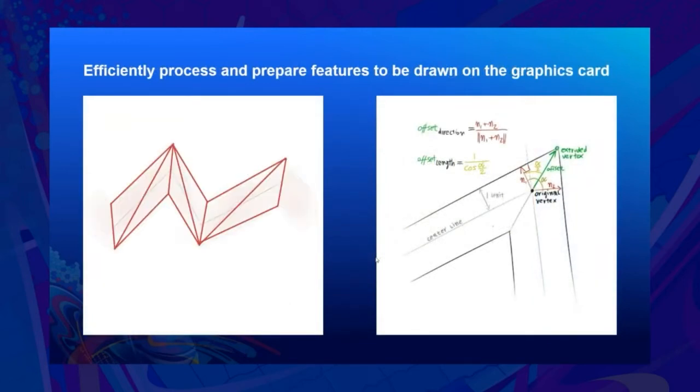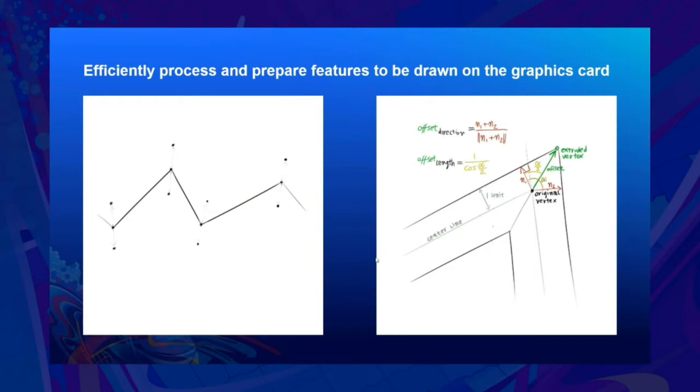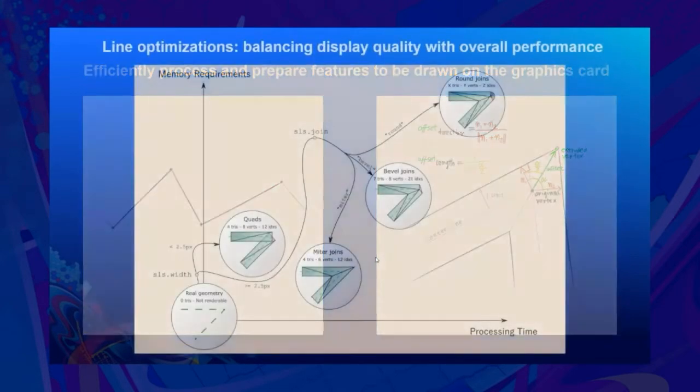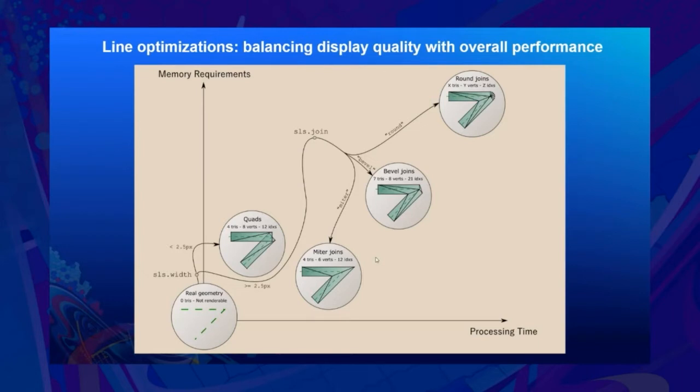The JavaScript API is also efficiently going to process and prepare those features to be drawn on the graphics card. We've done a lot of work behind the scenes to optimize how lines are done so that we balance the display quality with the overall performance. So if we think that it's not going to be noticeable, even though we have a very flexible symbol specification to allow you to pick different types of joins, these joins can be more expensive. If the thickness of the line is small enough, you really can't tell the difference between a quad join or any of the other join types.